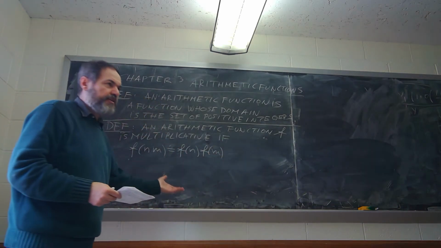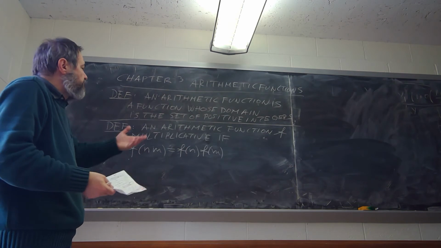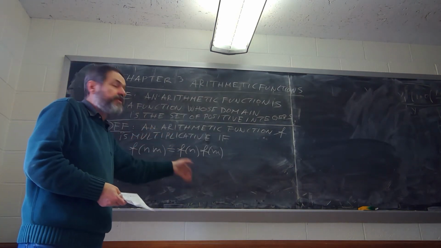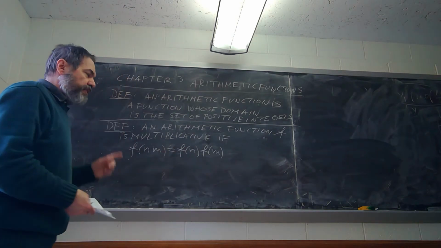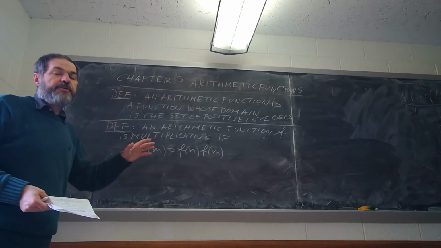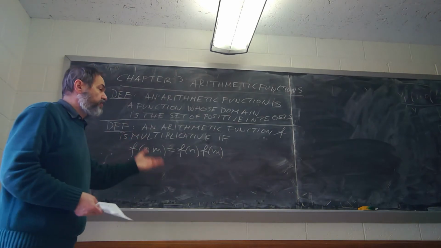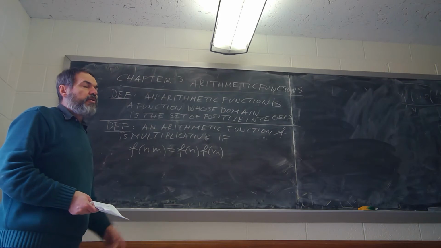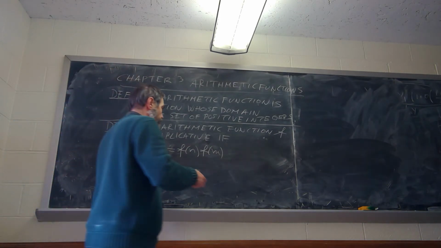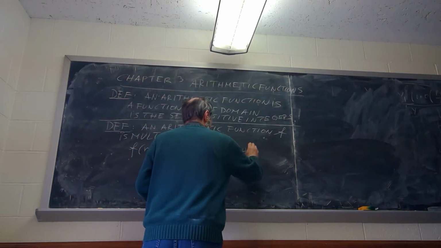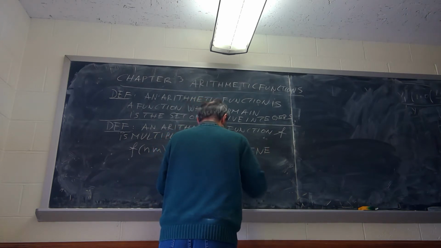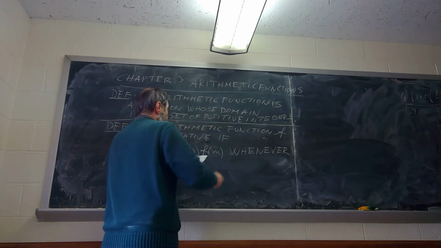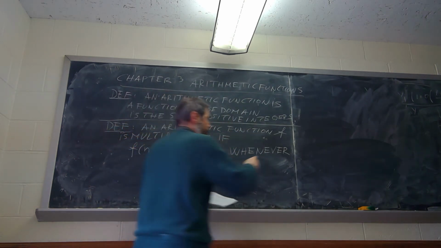This is not surprising. This is what one would expect from a multiplicative function. The product is equal to f of this times f of that. What's surprising is that in this definition, people do not ask the property to hold true for all n and m, only for some of them. So whenever n and m are relatively prime.